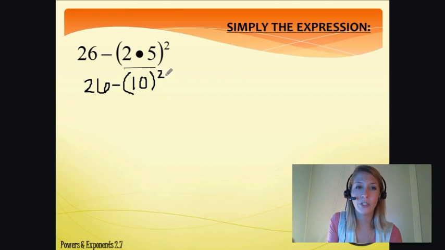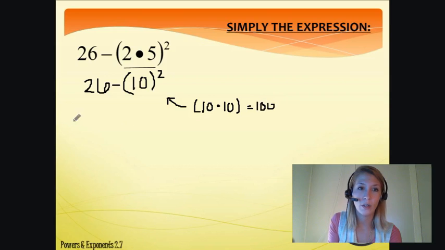Next step would be to simplify my exponent, and I would rewrite 10 squared as 10 times 10, which equals 100. So I would rewrite and drop down the rest of my expression as 26 minus 100. We're taking a larger number away from a smaller number, so our value is obviously going to be negative. 26 minus 100 equals negative 74.